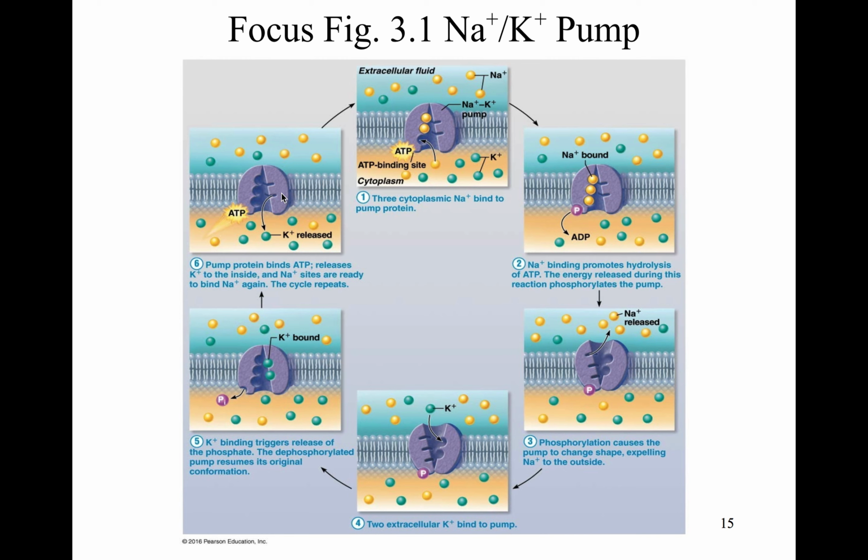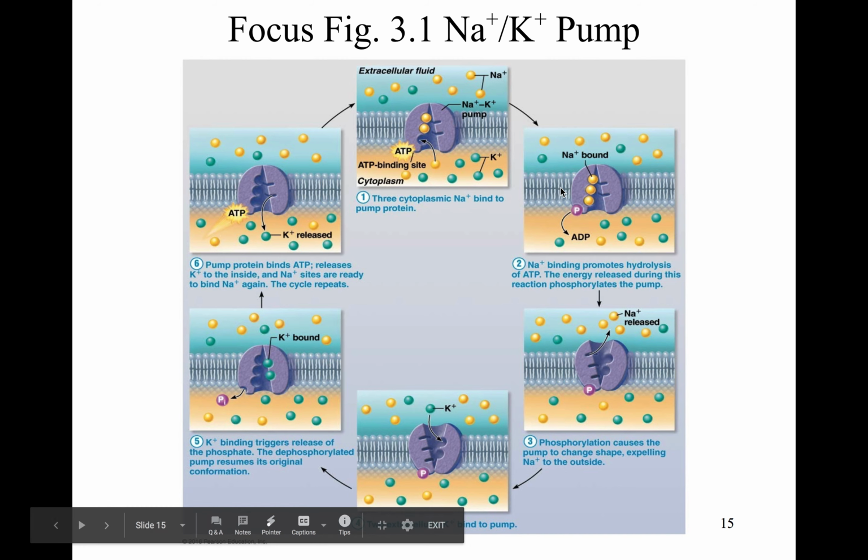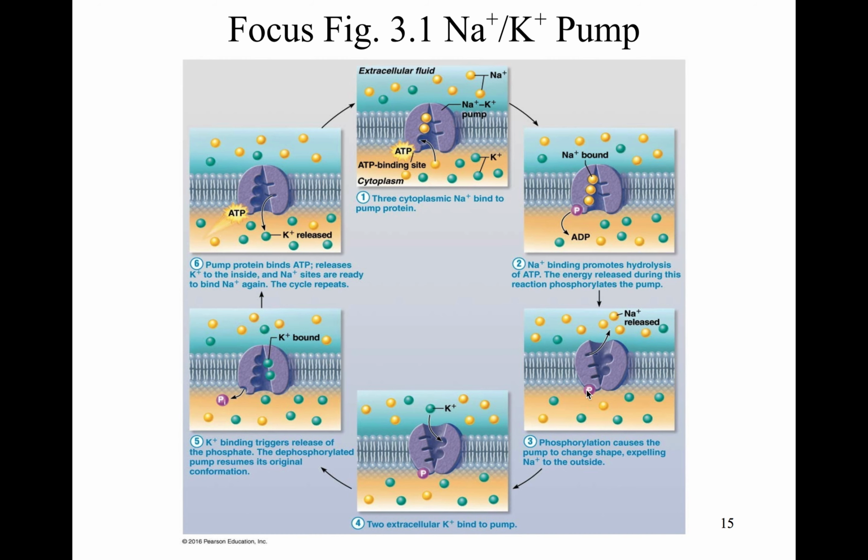Now those potassiums leave and enter the inside of our cell. Another ATP can then come in and bind, and the process starts over again. Our sodium-potassium pump is going to come back again in the nervous system in a really big way. So it's extremely important that you know these steps of the sodium-potassium pump.